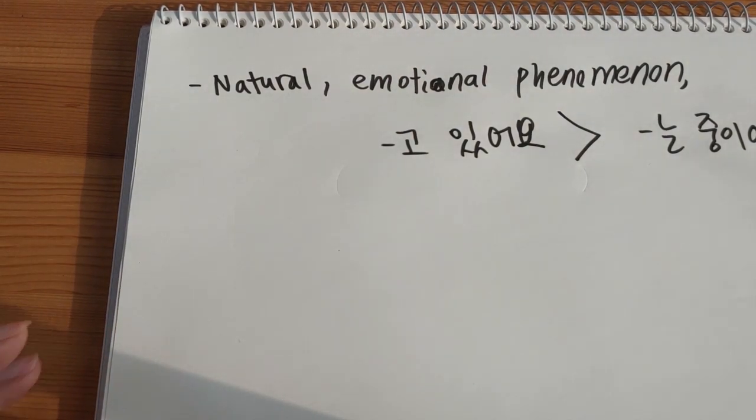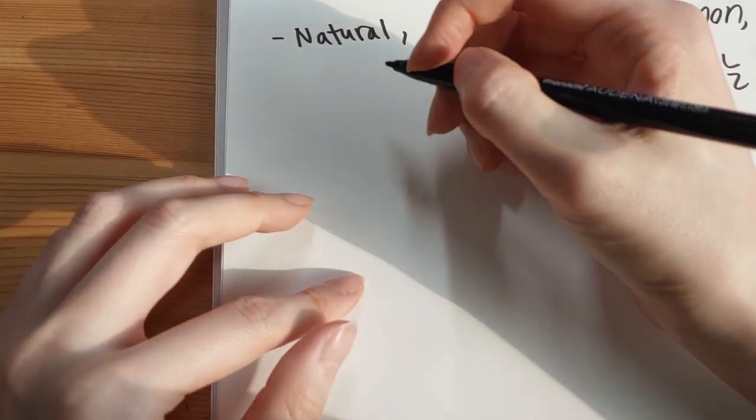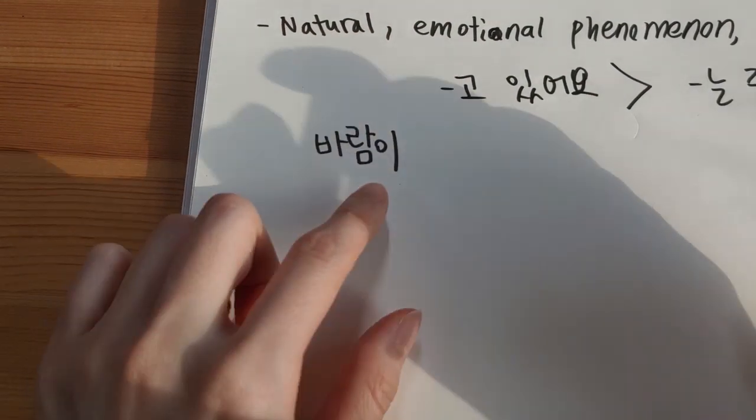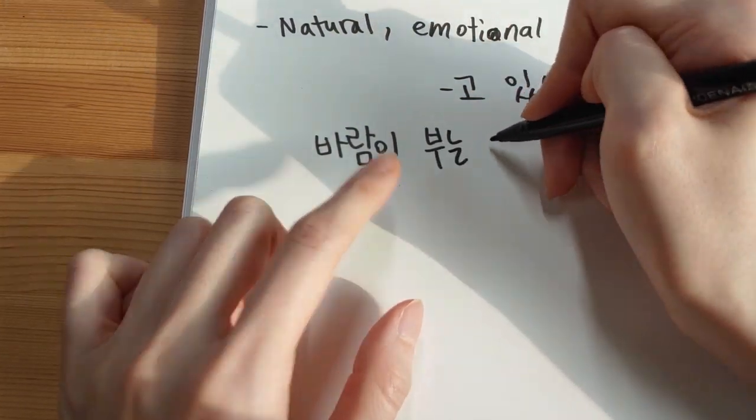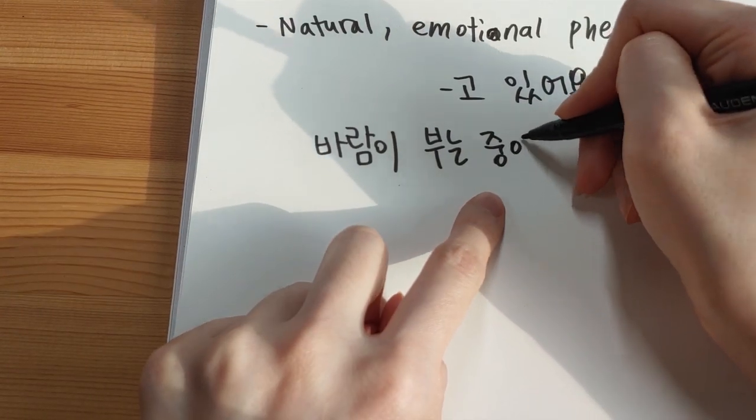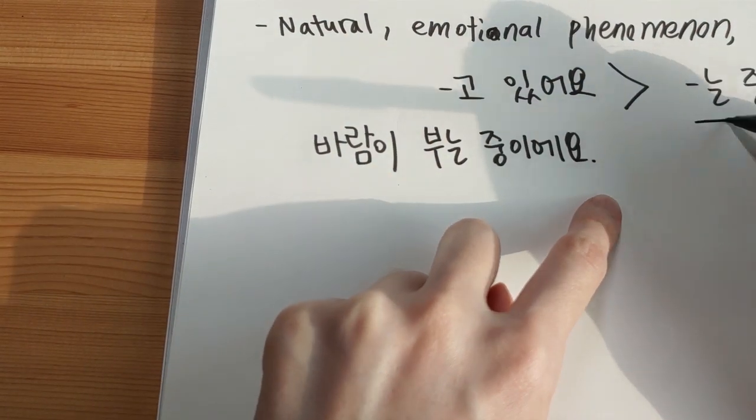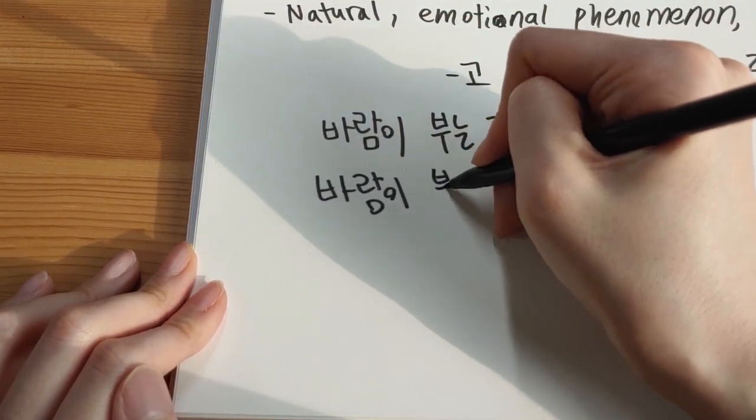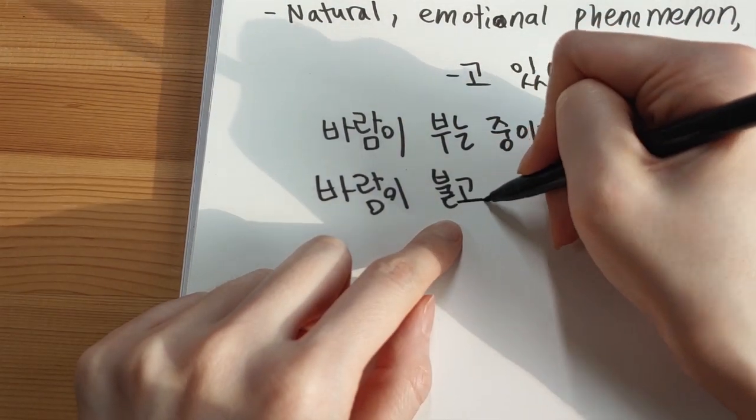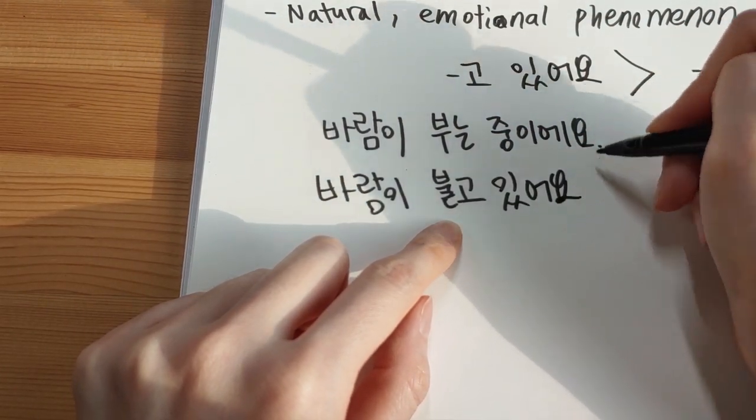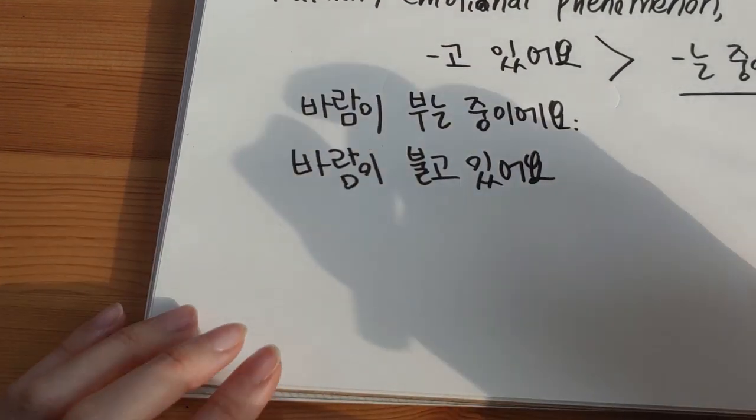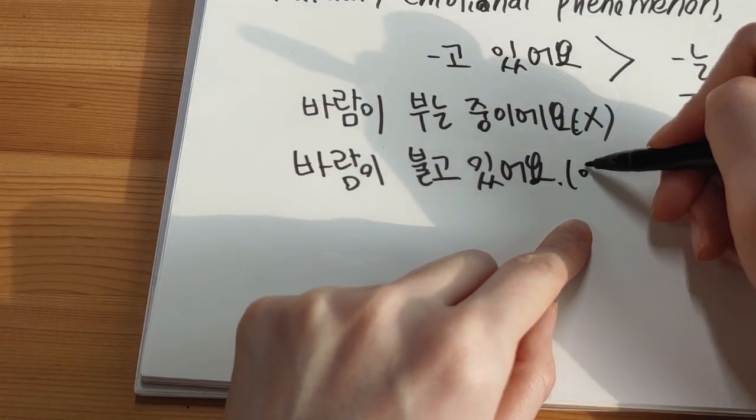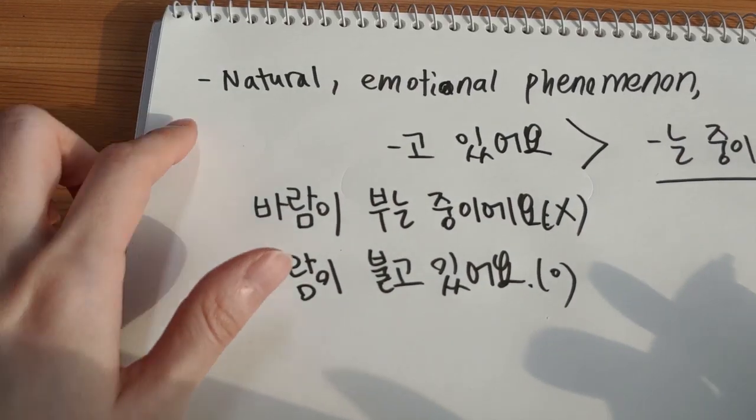So when you say the wind is blowing, wind is 바람. So let's write the subject first. 바람이. There are two ways to say wind is blowing, right? 바람이 부는 중이에요, using this expression. And you can also say 바람이, this time full stem, right? 불고 있어요. So both mean the wind is blowing, but the first sounds kind of weird. 바람이 불고 있어요 sounds more natural because the wind blowing is a natural phenomenon, right?